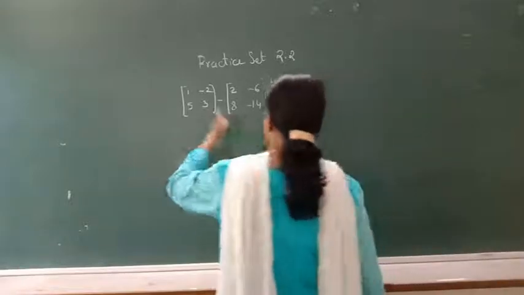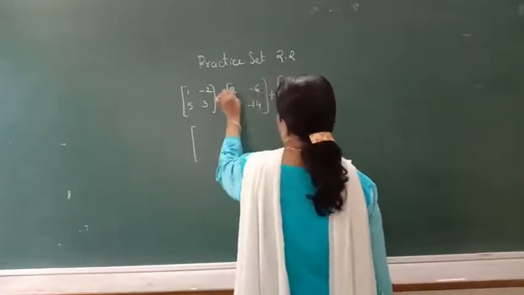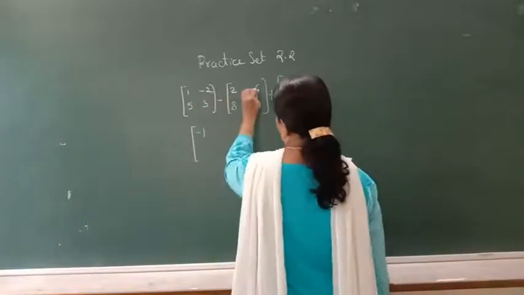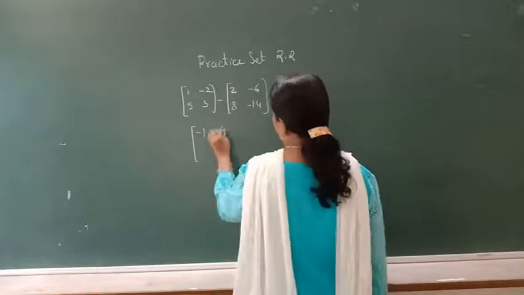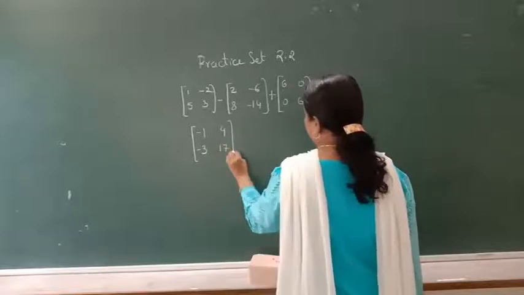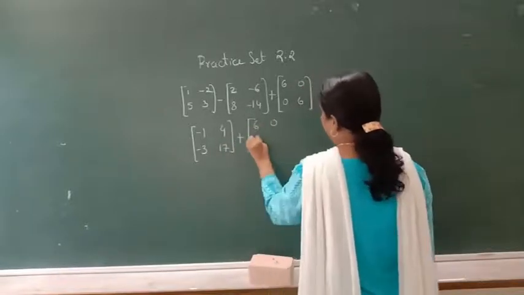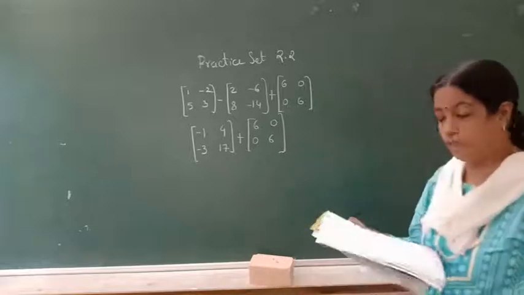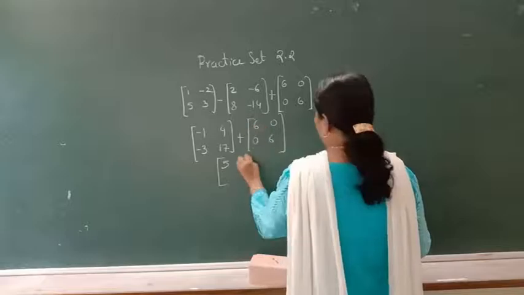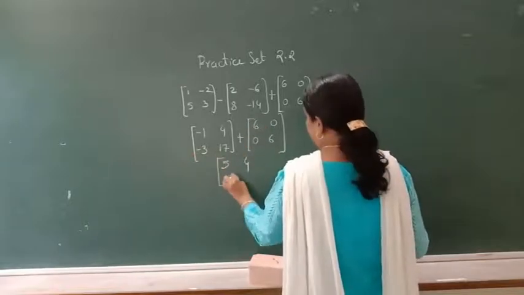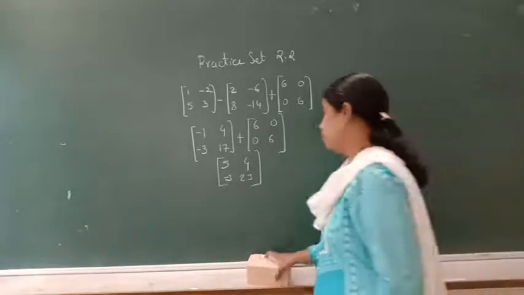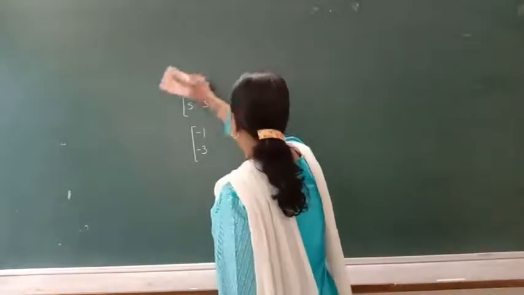Okay, now first we will subtract this. 1 minus 2, minus 1. Minus 2 minus minus 6, that is minus 2 plus 6, 4. 5 minus 8, minus 3. 3 minus minus 14, 3 plus 14, 17. Plus [6, 0; 0, 6]. Now it is the addition of two matrices. Minus 1 plus 6 is 5, 4 plus 0 is 4, minus 3 plus 0 is minus 3, 17 plus 6 is 23. Got it? Now, next question.